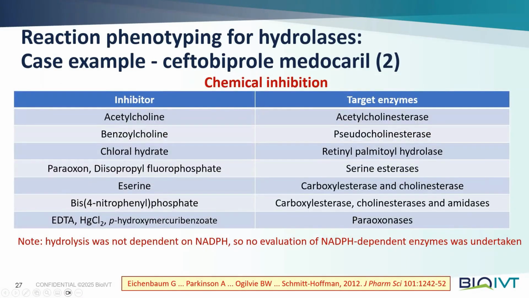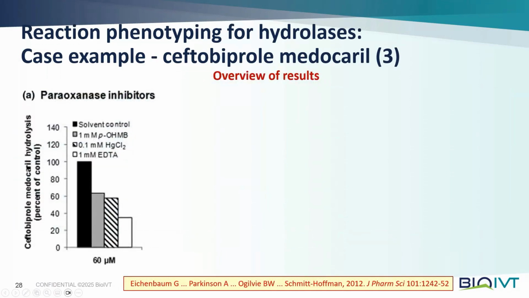The chemical inhibitors we looked at are a major part of the study. We have acetylcholine, obviously, for acetylcholinesterases, but you can see all the variety of other ones, including paraoxon, which we used for some of the serine esterases, and a number of other enzymes. EDTA basically chelates calcium, so it inhibits a number of enzymes, including paraoxonases. Hydrolysis was definitely not dependent on NADPH, so we had no evaluation of NADPH-dependent enzymes in this study after the initial experiment. So, an overview of the results here.